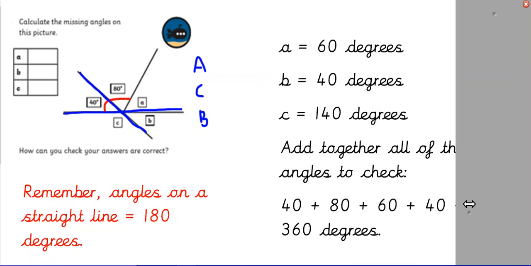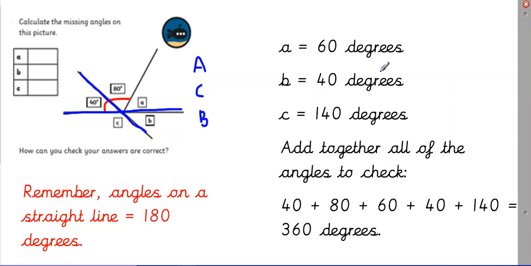Okay, so A is 60 degrees, because I have added 80 and 40 and subtracted it from 360. I can also see that A is an acute angle, therefore it must be less than 90 degrees. B is 40 degrees. We'll come back to how I worked out B in a second.